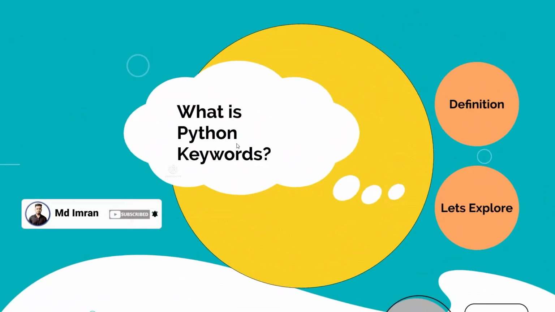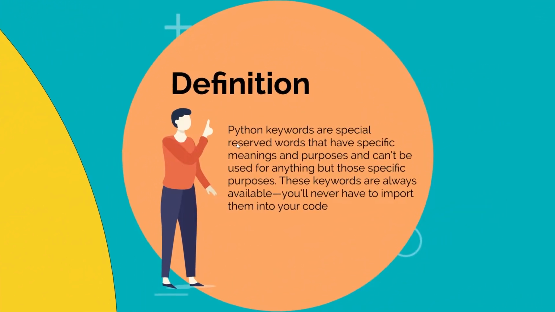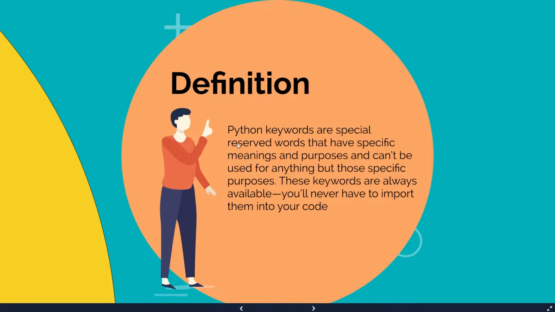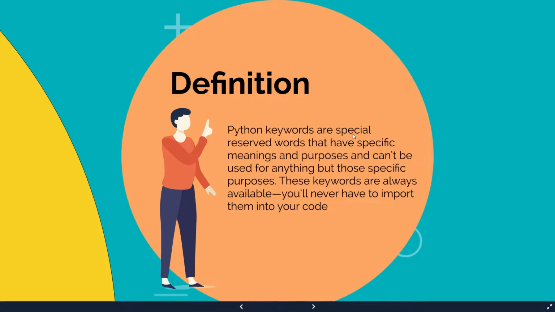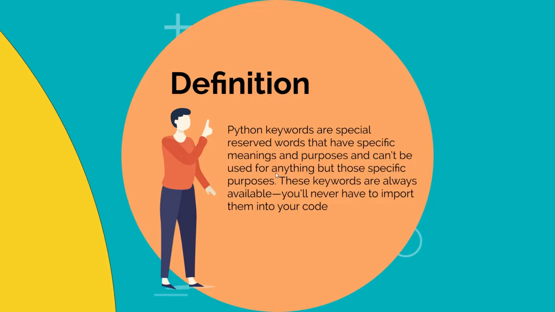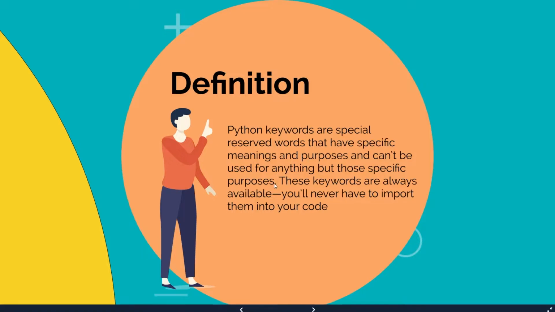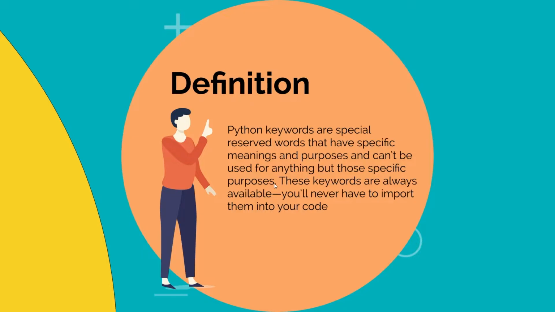So Python keywords are basically reserved words in Python. So we cannot use a keyword as a variable name, function name, or any other identifiers. They are used to define the syntax and the structure of the Python language. Python keywords are special reserved words that have specific meanings and purposes and cannot be used for anything but those specific purposes. These keywords are always available, so you'll never have to import them in your code.